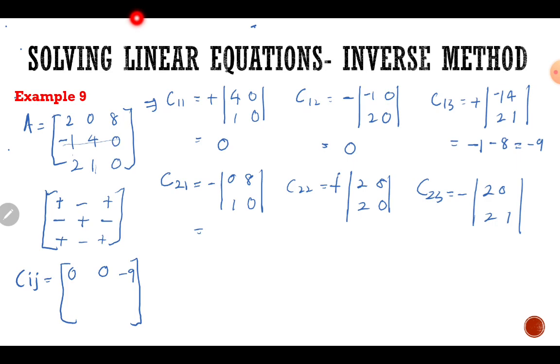So yang ni kita akan dapat, yang ni careful ya. Negative 0 tolak 8, negative 8. So we get 8 here. And then this one positive, we have negative 0 minus 16, so we have negative 16. And then this one we have negative 2. Okay, negative 2, so minus 2. So we will have for our second row, dia punya cofactors 8, negative 16, negative 2.